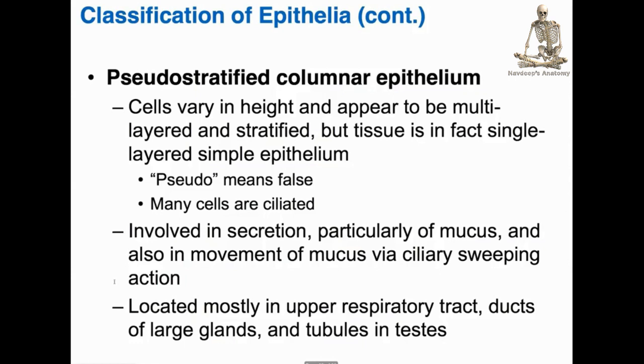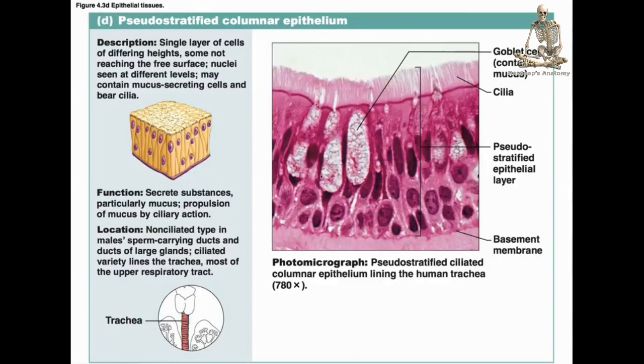In this type of pseudostratified columnar epithelium, many of the cells are ciliated cells, and it is generally involved in secretion, particularly of mucus, and also the movement of mucus via the ciliary sweeping action. It is located mostly in the upper respiratory tract and ducts of the large glands and tubules which are present in the testes of the male reproductive organ.